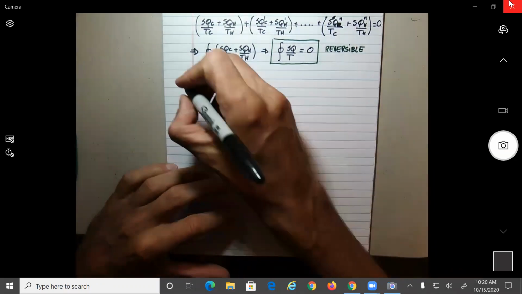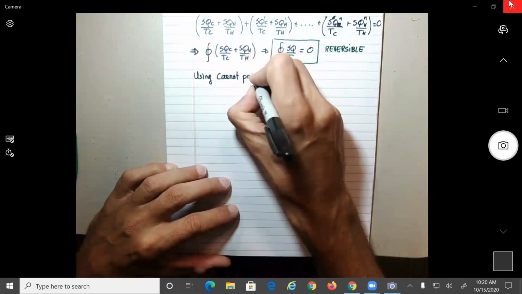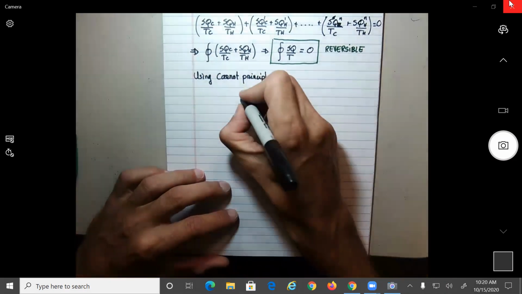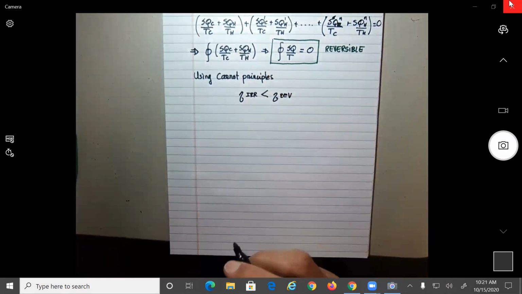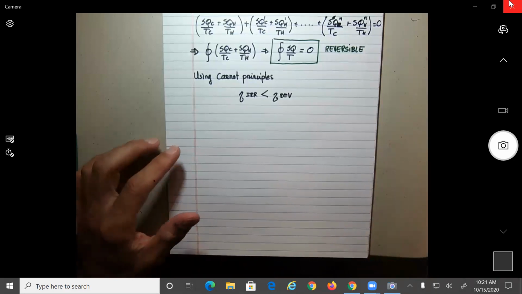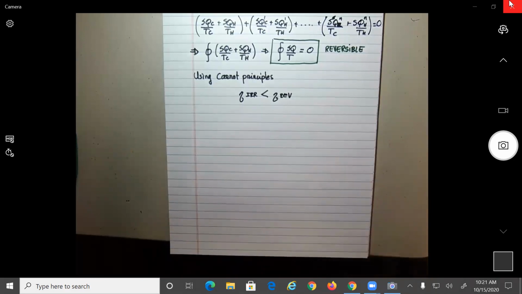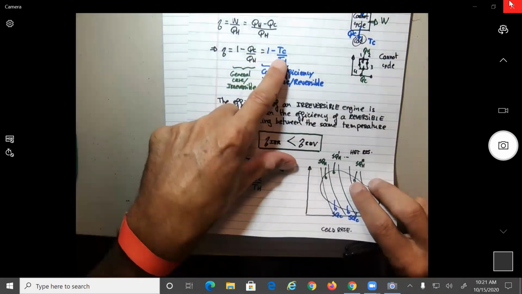Okay. Now, using Carnot's principle, that says what? The efficiency of an irreversible cycle is always lower than the efficiency of a reversible cycle. What do we have here? When you look at the derivation we did, let's see, what is that page? Here it is. We said that the efficiency for the irreversible is in function of the Q's. The one for the reversible will be in function of the T's, no?